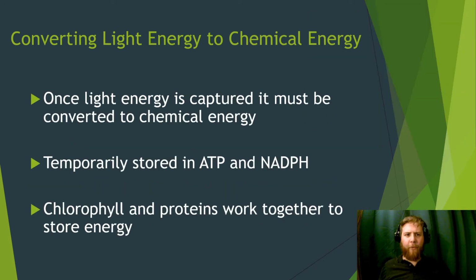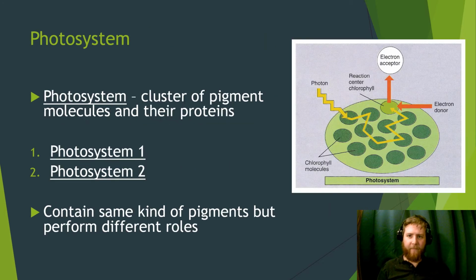So how do we take this light energy and make it into chemical energy? Once we capture the light energy, we convert it to chemical energy, and we store it in this energy molecule ATP and this energy carrier NADPH. To do this, we have a kind of work between these chlorophyll and these proteins to store this energy.